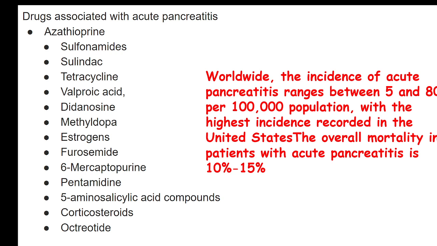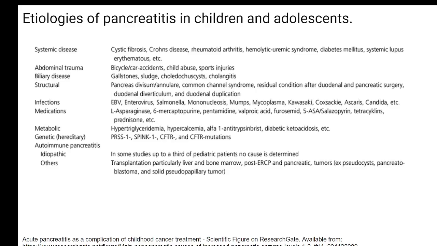Worldwide, the incidence of acute pancreatitis ranges between 5 and 80 per 1 lakh population, with the highest incidence recorded in the United States. The overall mortality in patients with acute pancreatitis is 10 to 15%. So, with all the advanced technologies of treatment, the pancreatitis outcome is not so good. Mortality rate is 10 to 15%.